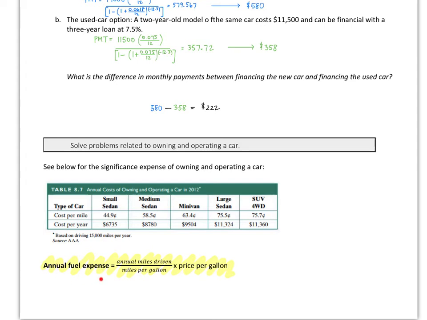Then we have to talk about the fuel expense as well. So the annual fuel expense, right, this is on top of the cost per year and the cost per mile, is equal to the annual miles driven over the miles per gallon times the price per gallon. So this is just another formula to add to your card, and that's annual fuel expense. So let's go through the next and last example and call it a day.